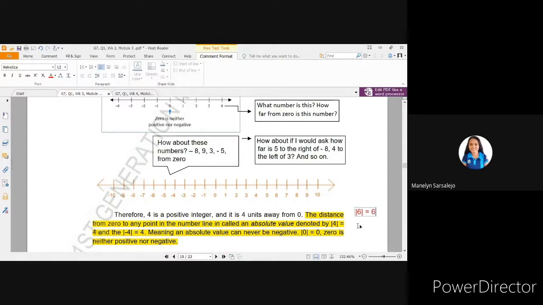Okay. Another, katong sa negative 5. So, we write absolute value. So, duha ka bar. Tapos, isulod ang negative 5 and then another bar. And the distance is 5. Or the absolute value of negative 5 is 5. Okay, so i-count nato ganina kung pila ka, or pila ang distance niya.